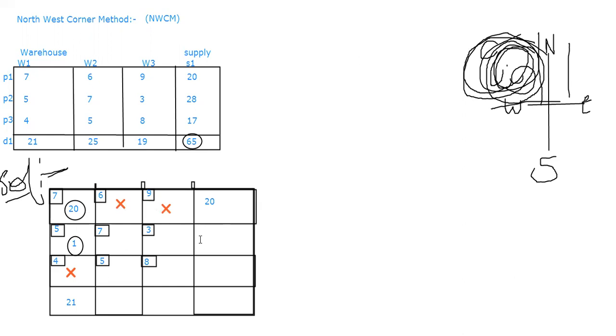In the next part, the supply is how much? 28. And the demand is how much? Demand is only 25. So which one is the least I should satisfy? I said the least one I should satisfy. Now the least one I should satisfy, definitely I will go for northwest. Now these three are of no use. This whole table is a waste for us.